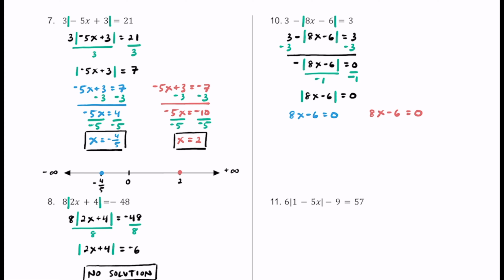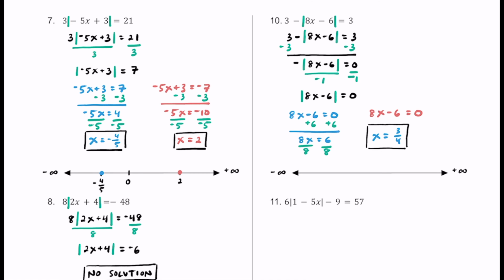Next, we're going to go ahead and add 6 to both sides of the equation. If we do that, then we're just going to be left with 8x is equal to 6. And then if we divide both sides by 8, we're going to find out that x is equal to 3/4. I'm going to just write it to the right over here so we have a little bit more space. This would be our one solution for this equation just because the absolute value of 0 is just equal to 0. So we only have one solution for this equation.